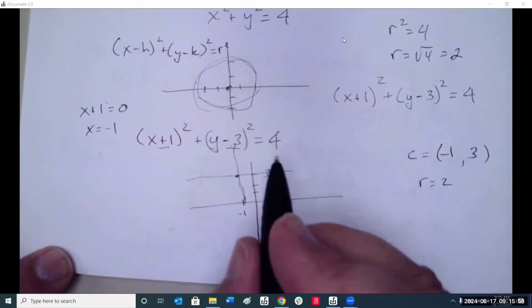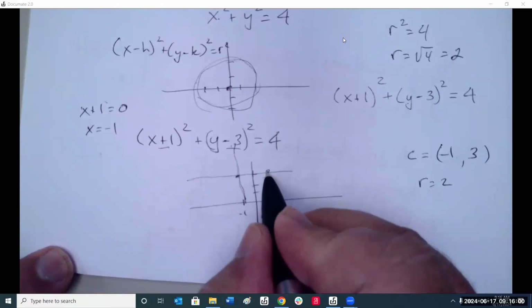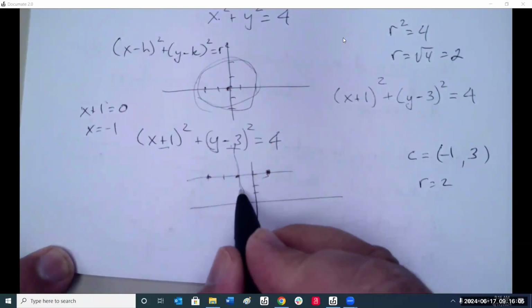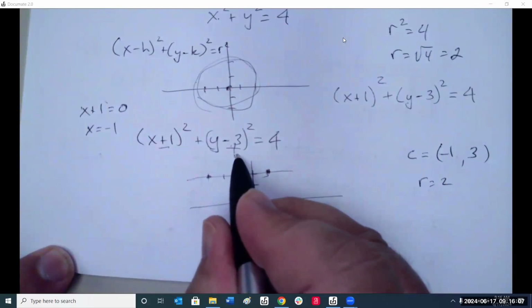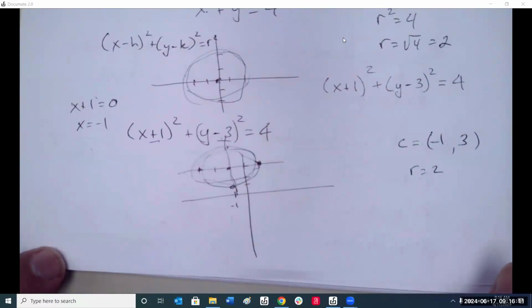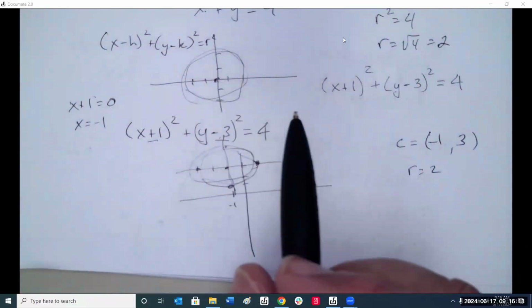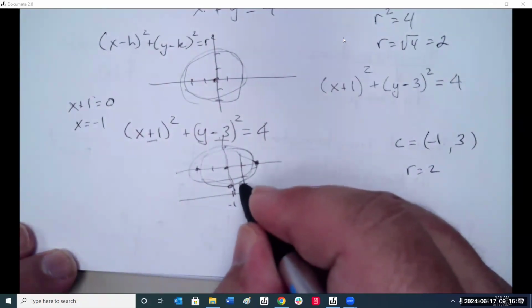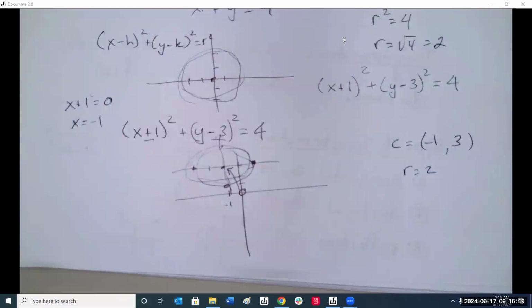The radius is still 2. So I go to the right 2, to the left 2, down 2, and up 2. And there's my new graph. The graph is the same size and everything. All I did was shift it from this center to that. I just changed the graph itself, the origin, to a new location.